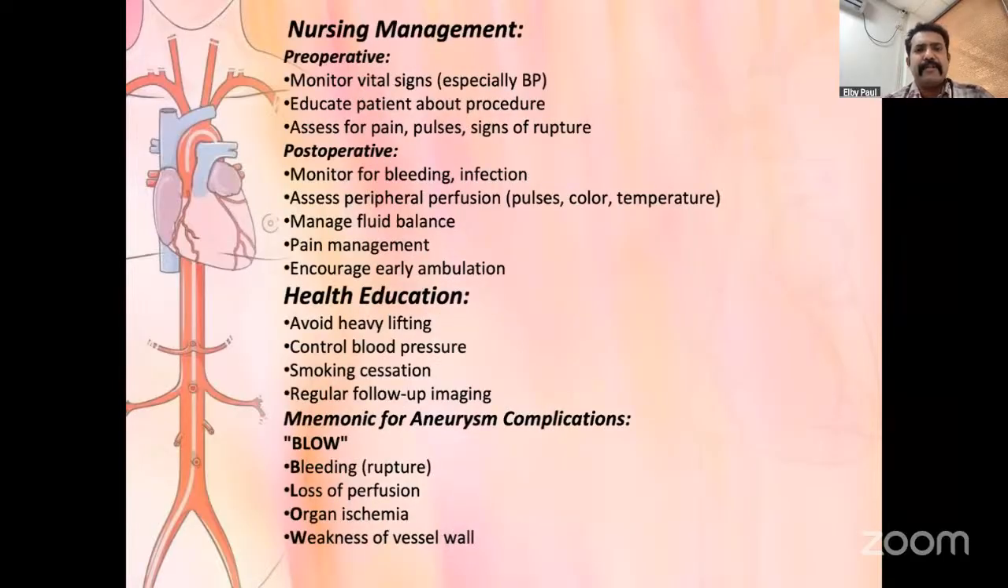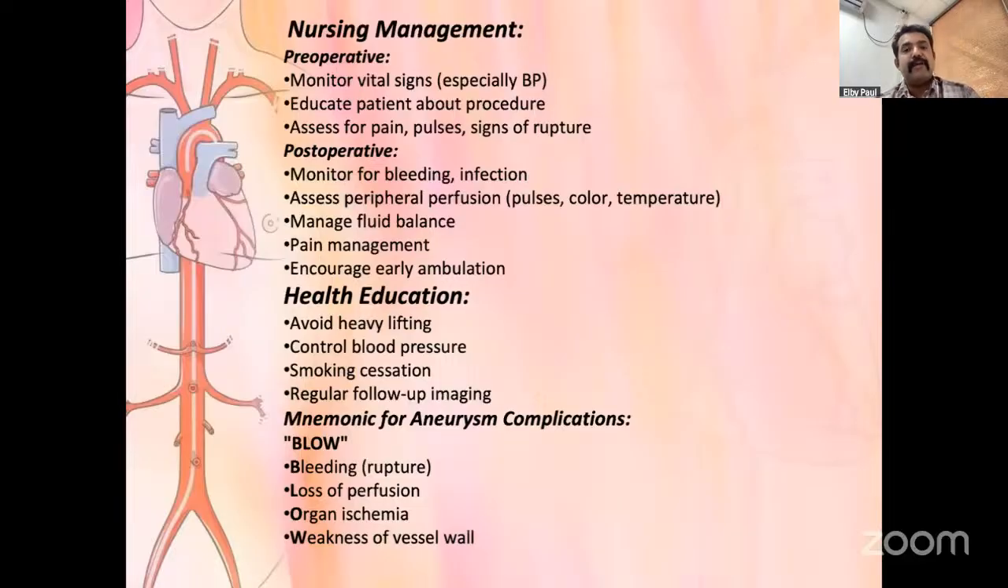Nursing management, pre-operative and post-operative managements. Okay, pre-operative: vital signs, educate the patient, counseling, assess the pain, pulses, signs of rupture, preparation for the surgery. Post-operative again, monitor for the bleeding. Post-operative में सबसे ज़्यादा important कौन सी है? Monitor for the bleeding, infection. These are the two most important post-operative management for surgical patients. Assess peripheral perfusion, pulses, periphery artery का pulses आपको check करना चाहिए. Manage fluid balance, again important. Pain management important. Encourage early ambulation, also important.